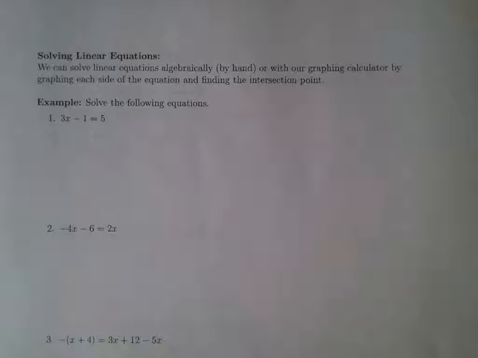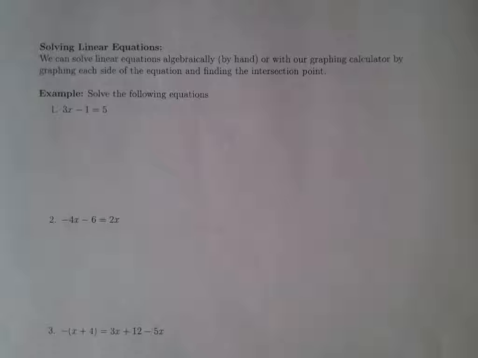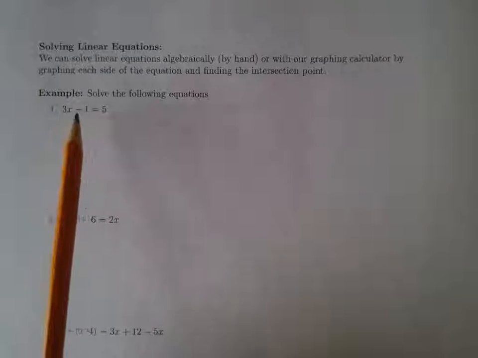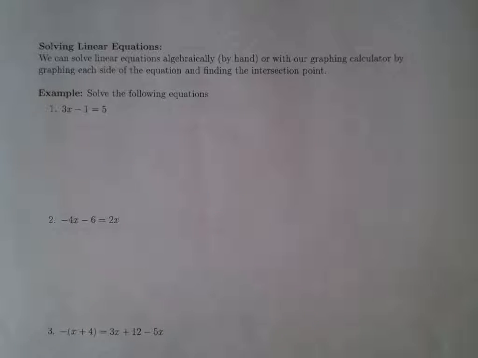It says we can solve linear equations algebraically, that's by hand, or with our graphing calculator, which I'm going to show you, by graphing each side of the equation and finding the intersection point. Okay, so first let's do it by hand. So it says solve the following equations. 3x minus 1 equals 5. Okay, this is a review.